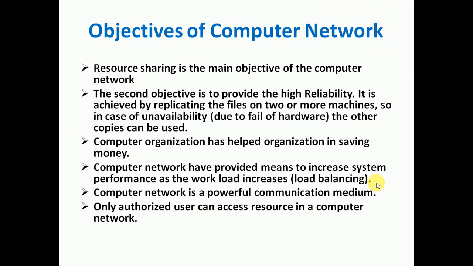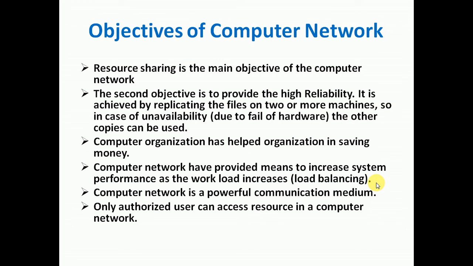And third objective is computer organization has helped organization in saving money. So using computer network, money can also be saved. The fourth advantage is load balancing. If there is a problem and that problem is divided into sub problems, and those sub problems parallelly can be solved using different machines, and after that can be combined and we can find the solution of original problem.